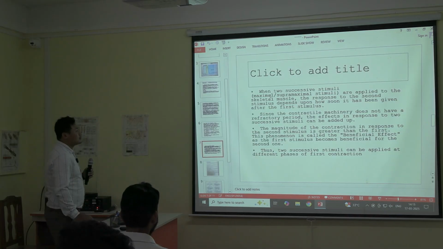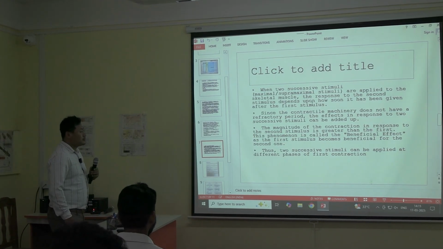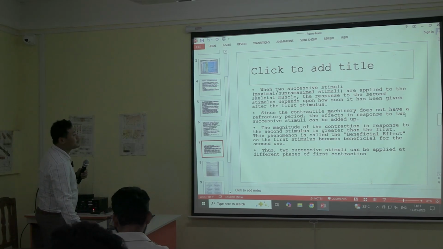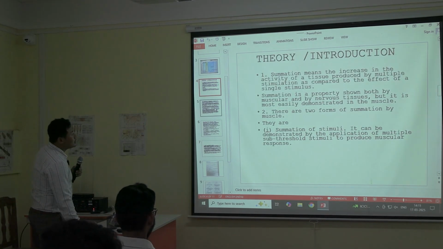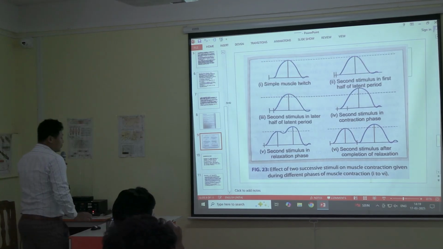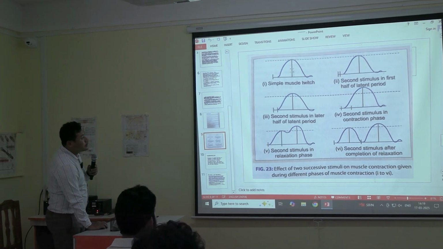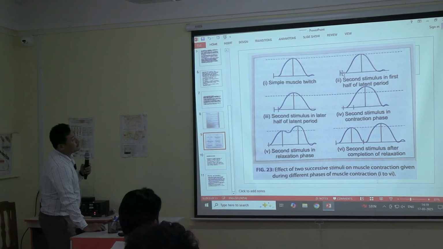When two successive stimuli, either maximal or supramaximal, are applied to a skeletal muscle, the response to the second stimulus depends upon how soon it has been given after the first stimulus. Since the contractile machinery doesn't have a refractory period, the effects in response to two successive stimuli can be added up. This is the summation effect. So this is a simple muscle twitch of a skeletal muscle.